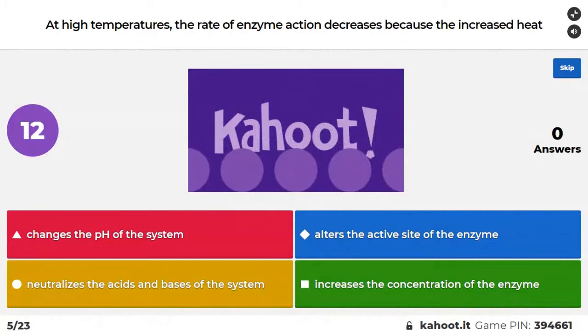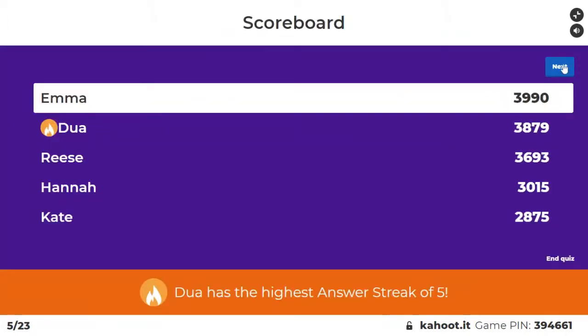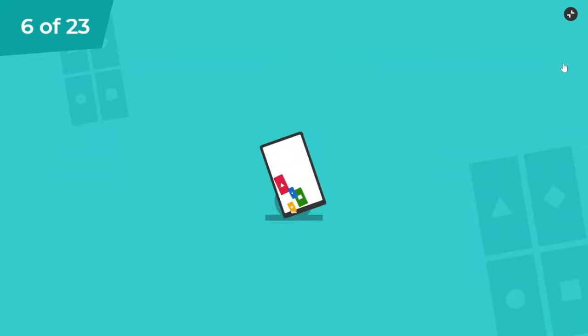So what does very high heat cause to happen? Yeah, it alters the active site of the enzyme. If it gets hot enough, it denatures it so it can't work anymore. Excellent. Okay, good job.